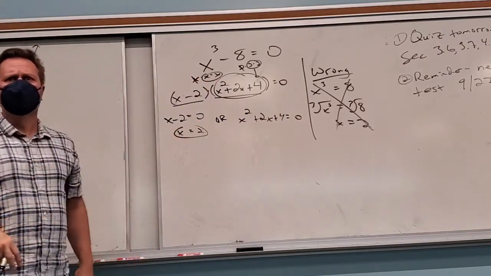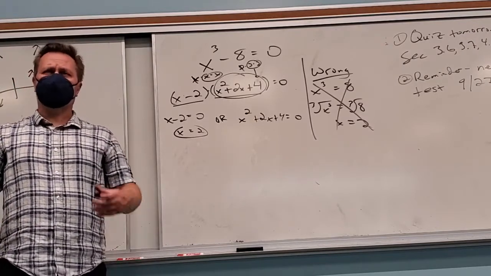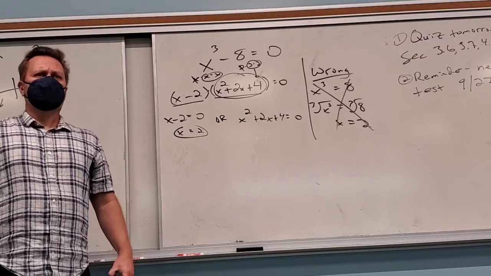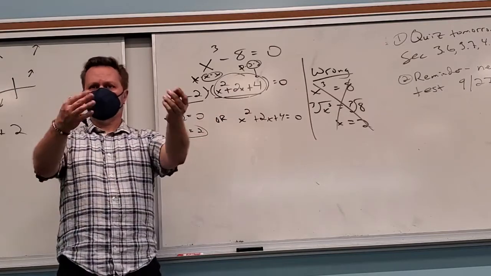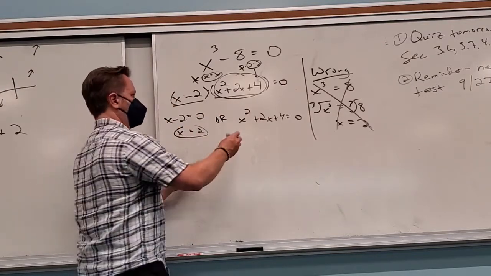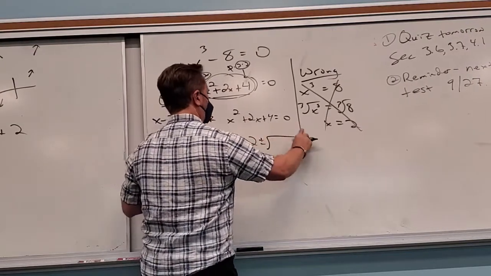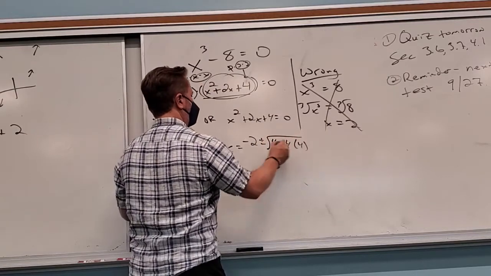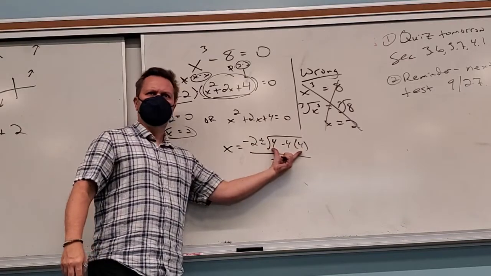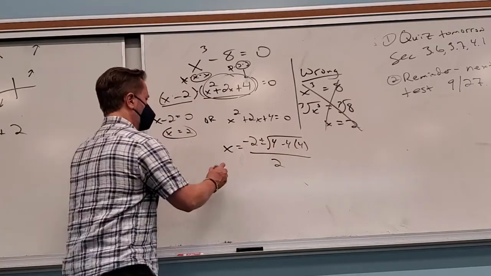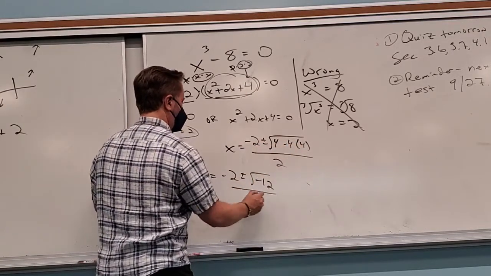Can you factor that? No. You can never factor the big dude in a sum or difference of cubes unless you forgot a GCF. So you get negative b plus or minus the square root of b squared minus 4ac all over twice a. And do you see what's going to happen in here? It's going to be negative. Negative 2 plus or minus square root of negative 4 minus 16, 12.